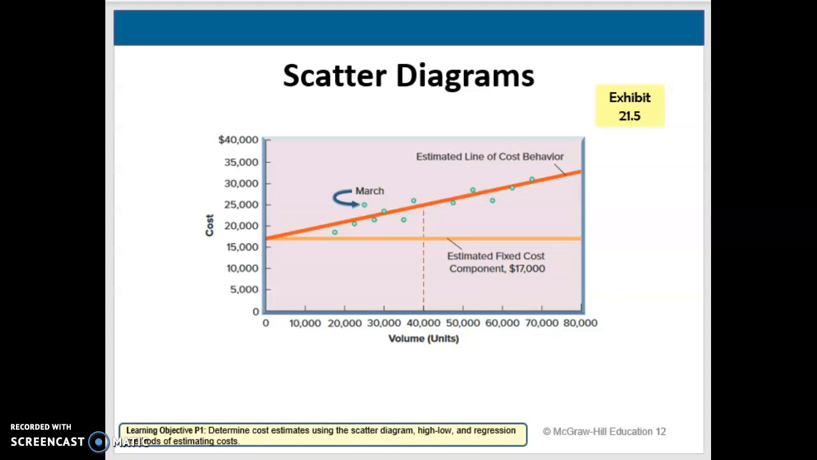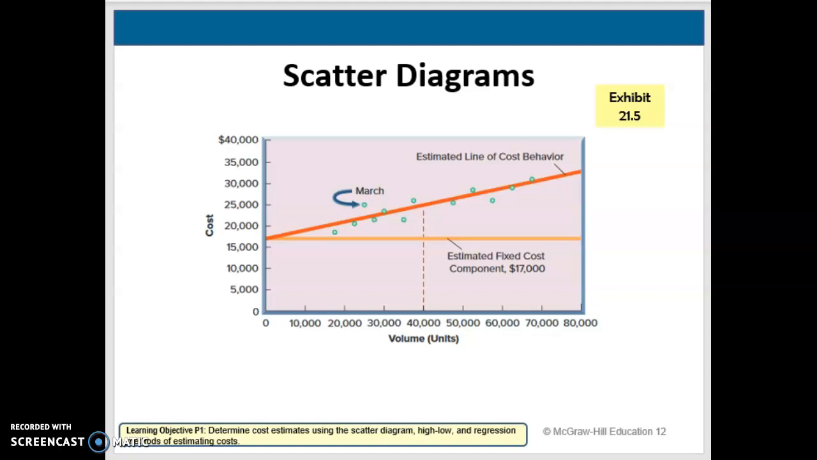In this graph, the prior 12 months' cost and numbers of units are graphed. Each point in the green reflects total costs incurred and units produced for one of those months. For example, the point labeled March has units produced of 25,000 and costs of 25,000. You also see this orange line that says estimated line of cost behavior, and that's drawn on a scatter diagram to reflect the relation between cost and unit volume. The line best visually fits the points in a scatter diagram. Typically, that's a judgment call, but you're trying to get it in the middle of all of the dots.